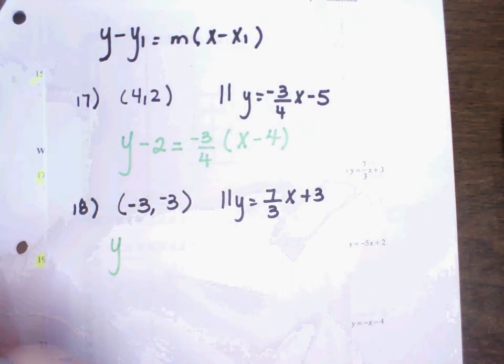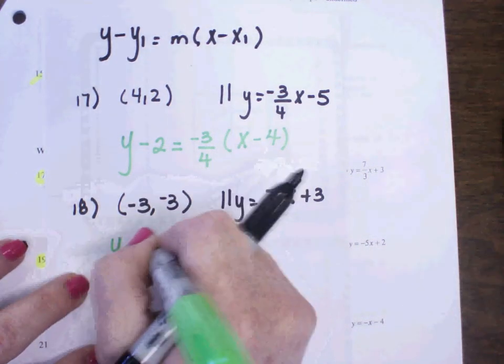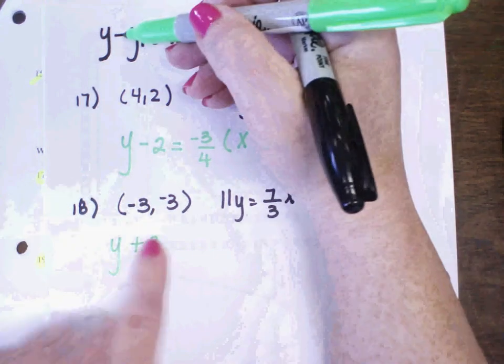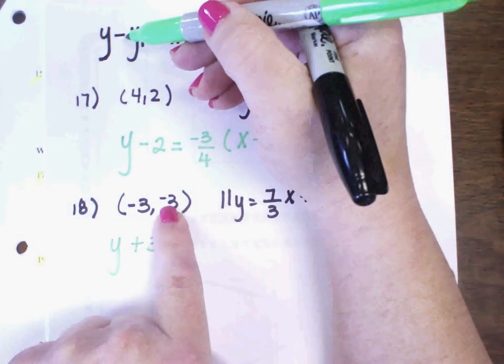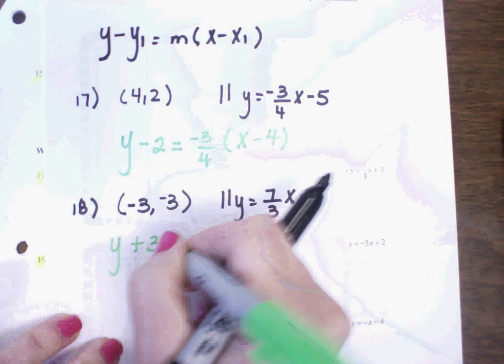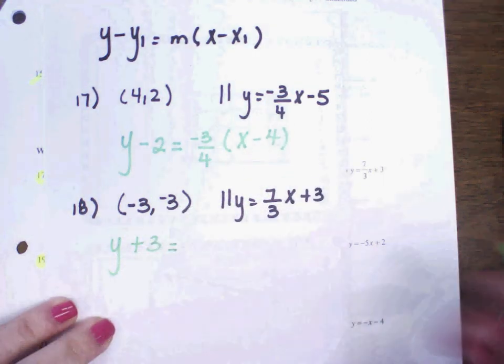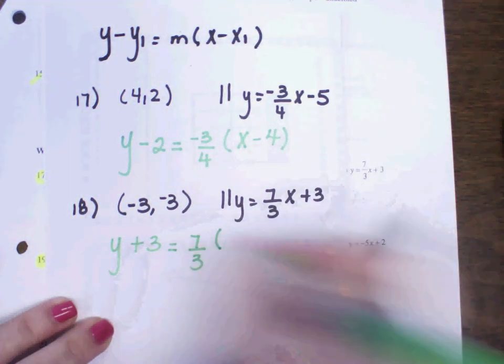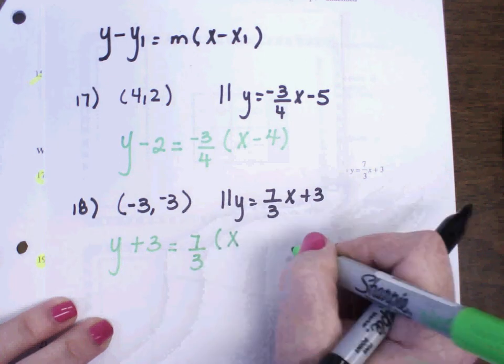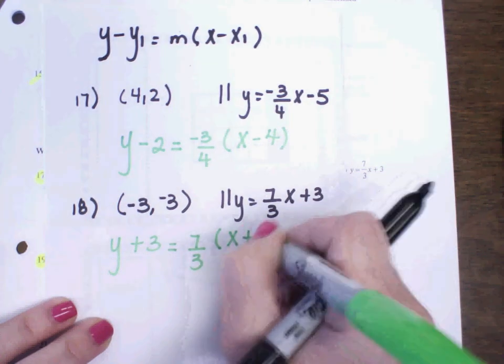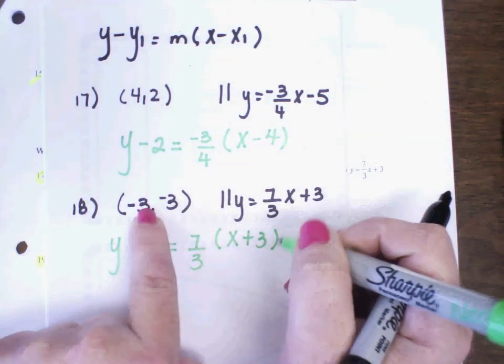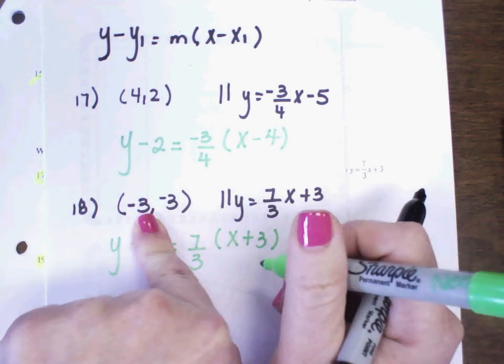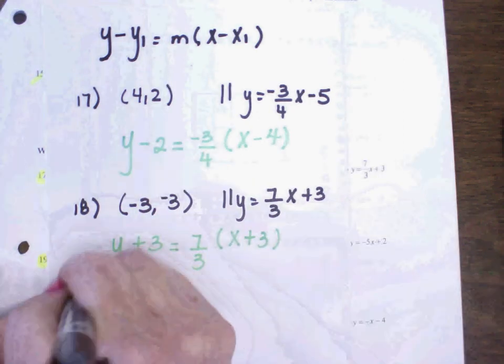Y minus 3. Nope. Y plus 3. It's very good. Y plus 3, because that negative times that negative is going to make it a positive. If it's parallel, what should be the slope? 7/3. And then x plus 3. It's always the opposite of what it was in the parentheses. Very good. Let's do 19.